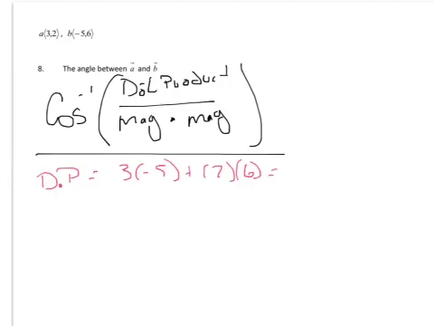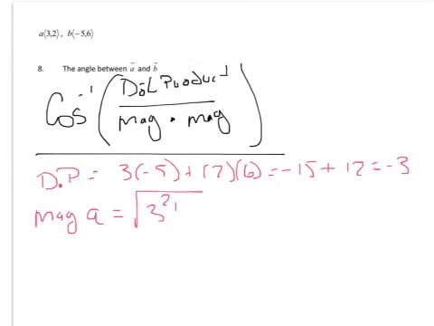So the dot product is negative 15 plus 12, which is equal to negative 3. And now I'm going to find the magnitude of each vector. So the magnitude of A is going to be the square root of 3 squared plus 2 squared. And that's going to equal 9 plus 4, which is the square root of 13.